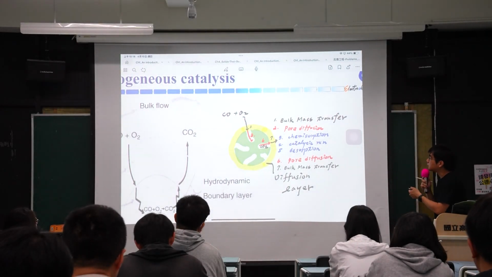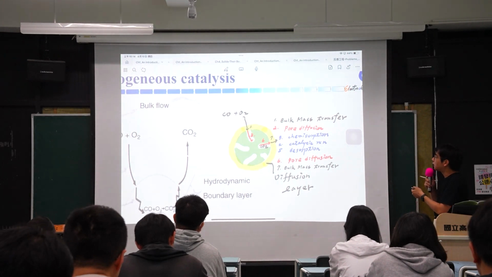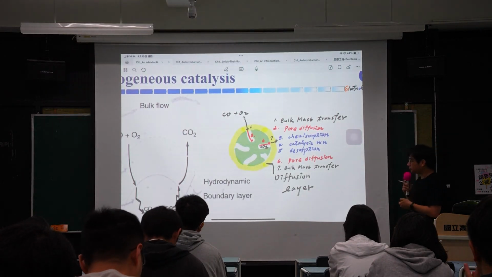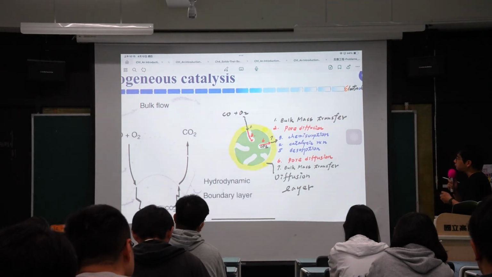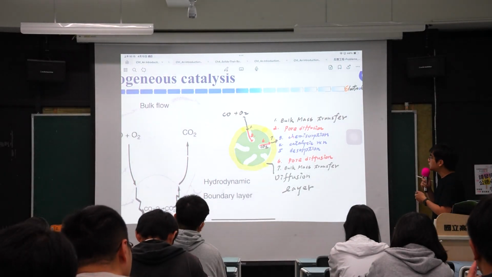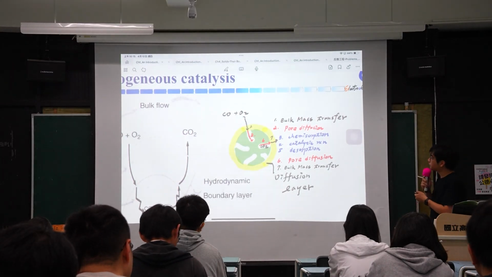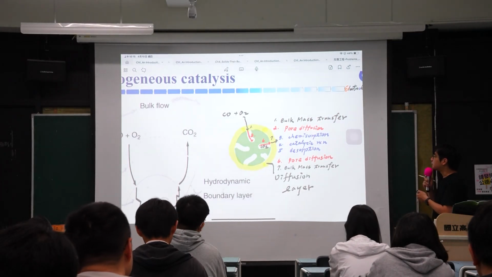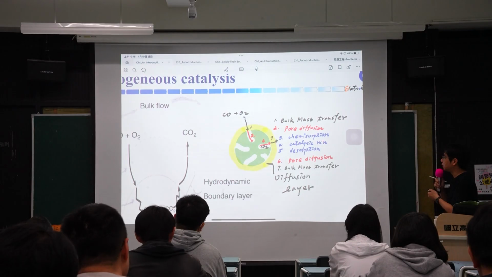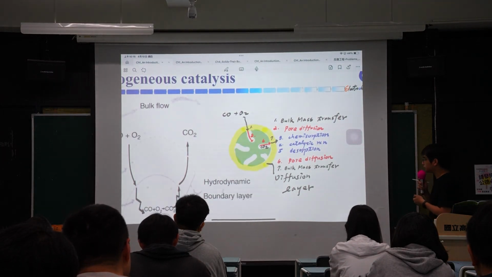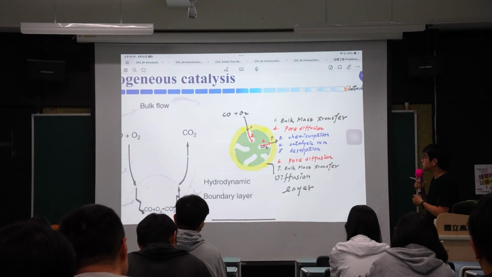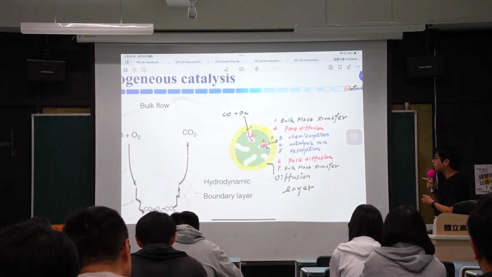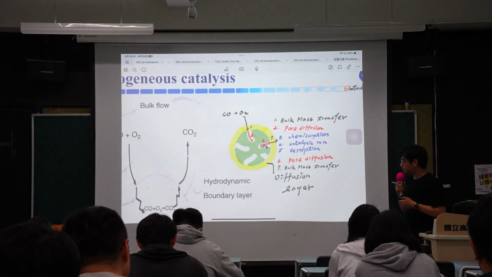O2 has to diffuse from the surface there. This is called mass transfer. And then, if your catalyst has a pore, you have to go through pore diffusion. So steps 3, 4, and 5 are chemical adsorption, surface reaction, and desorption. Then the last 2 steps are similar to the first and second steps: pore diffusion and mass transfer.